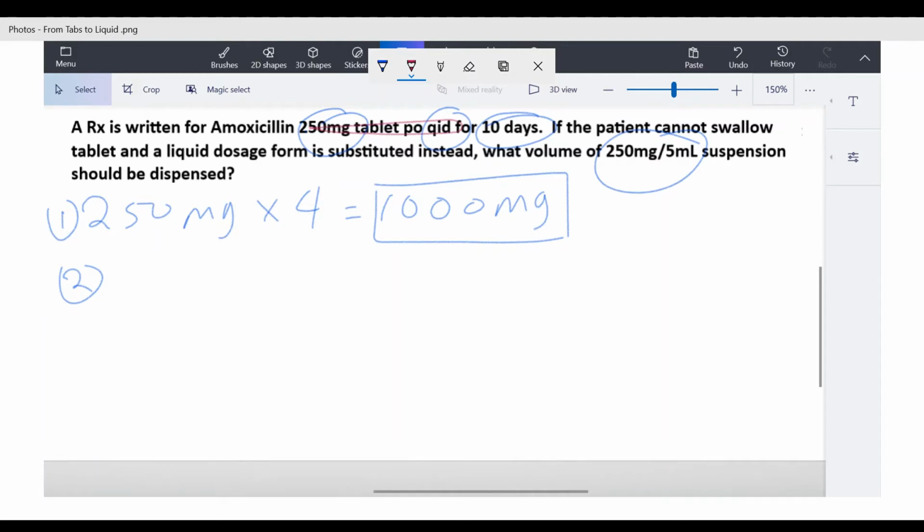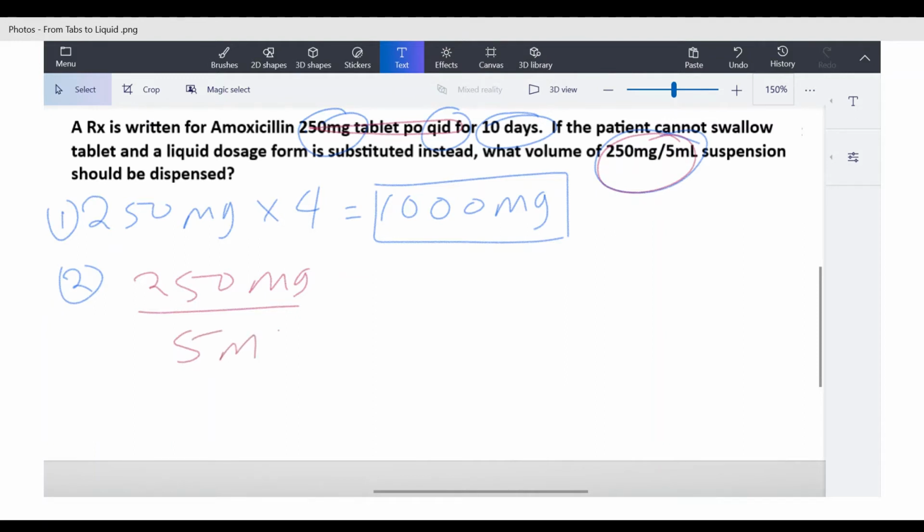Let's go straight to the 250 per 5 milliliter. Okay, so we're going to bring that 250 per 5 milliliter, which is the concentration of the suspension that needs to be dispensed. Keep in mind, we skipped the 10 days. We could use it here with a 10,000 milligram, or we could wait to use it at a later time. Either way, we're still going to end up with the same answer. So we're going to bring this suspension concentration over.